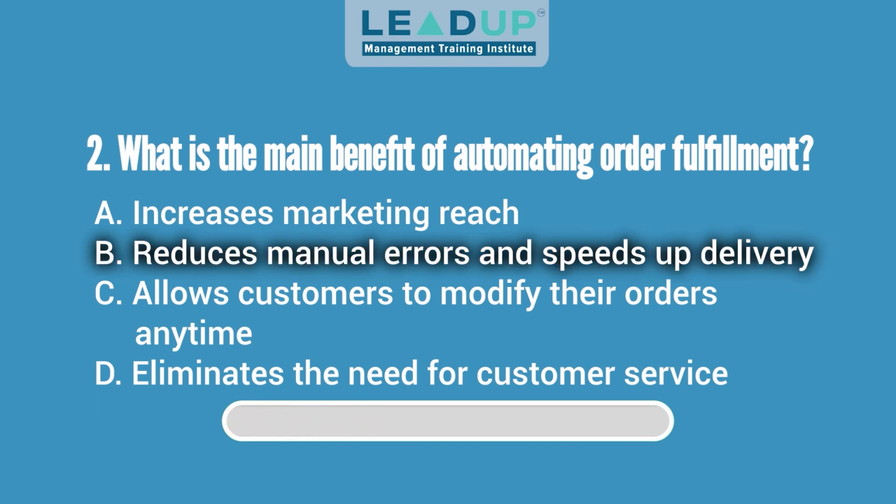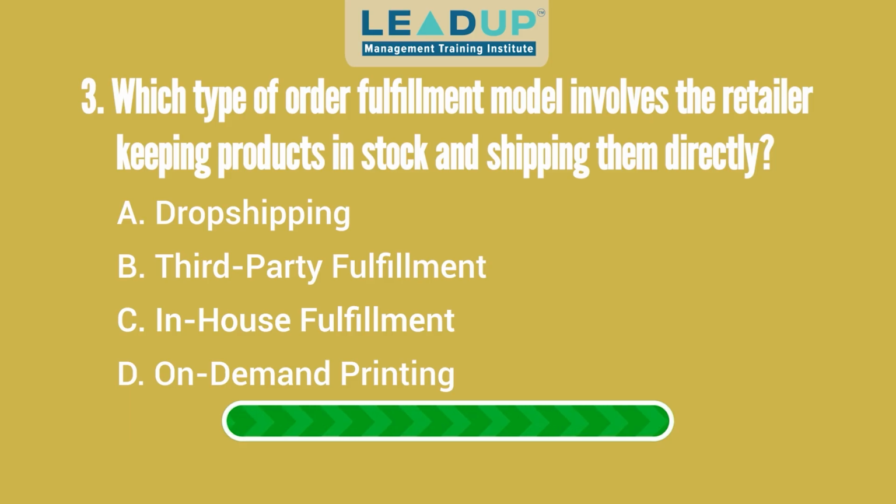Answer: reduces manual errors and speeds up delivery. Question 3. Which type of order fulfillment model involves the retailer keeping products in stock and shipping them directly? A. Dropshipping. B. Third-party fulfillment. C. In-house fulfillment. And D. On-demand printing.